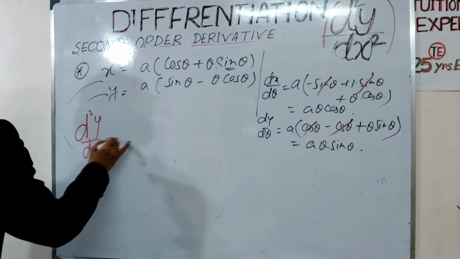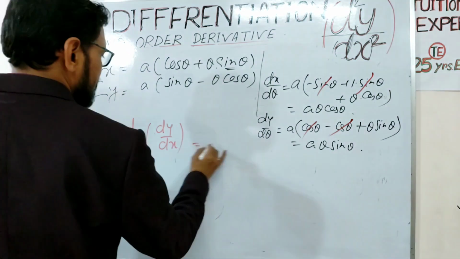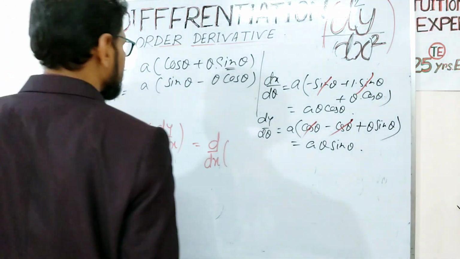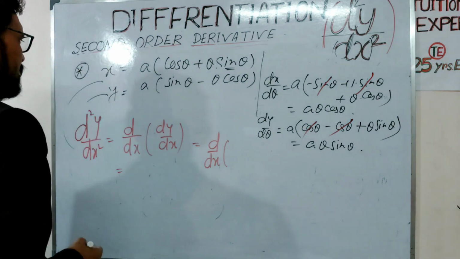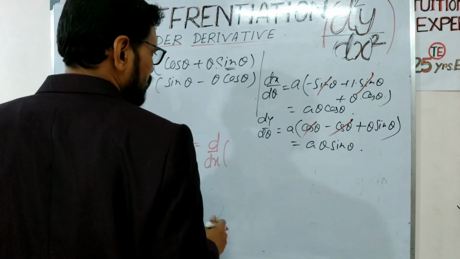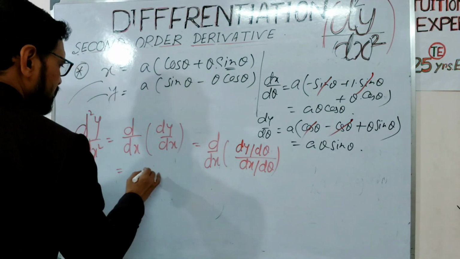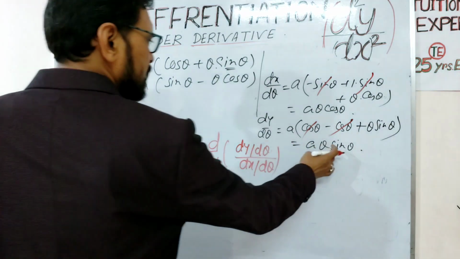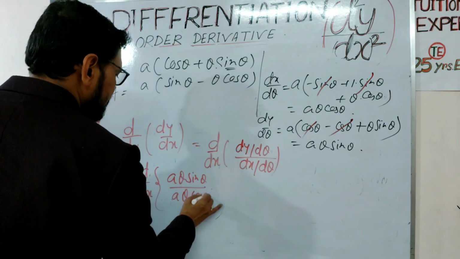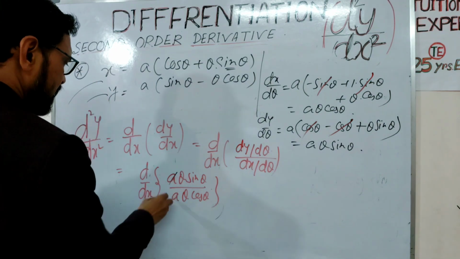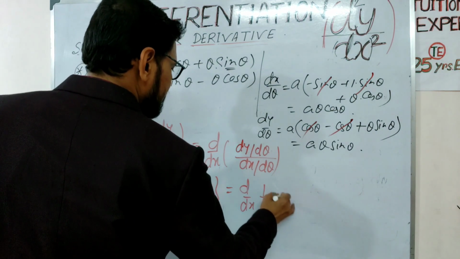Now d2y by dx square, we know it is d by dx of dy by dx. So dy by dx equal to dy by d theta divided by dx by d theta, we know that. So this is equal to d by dx of a theta sin theta by a theta cos theta. So a cancels, theta cancels, that is d by dx of tan theta.